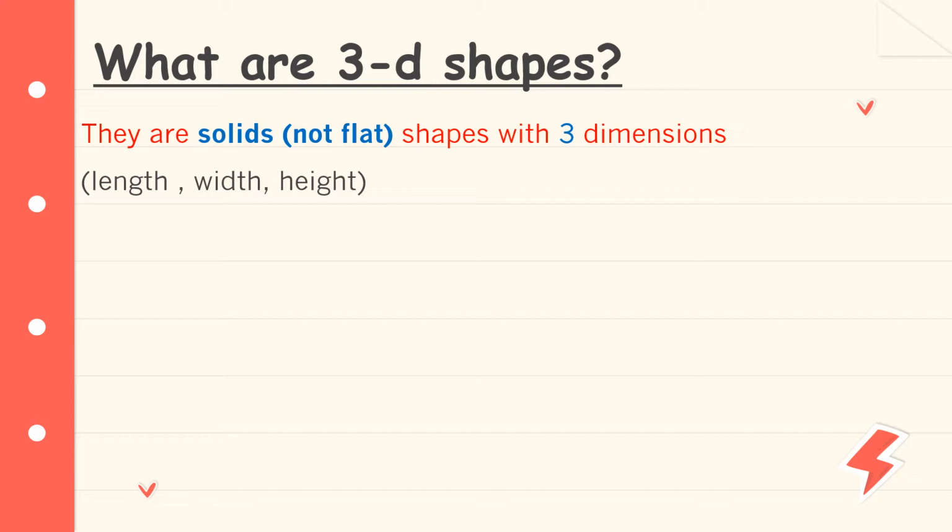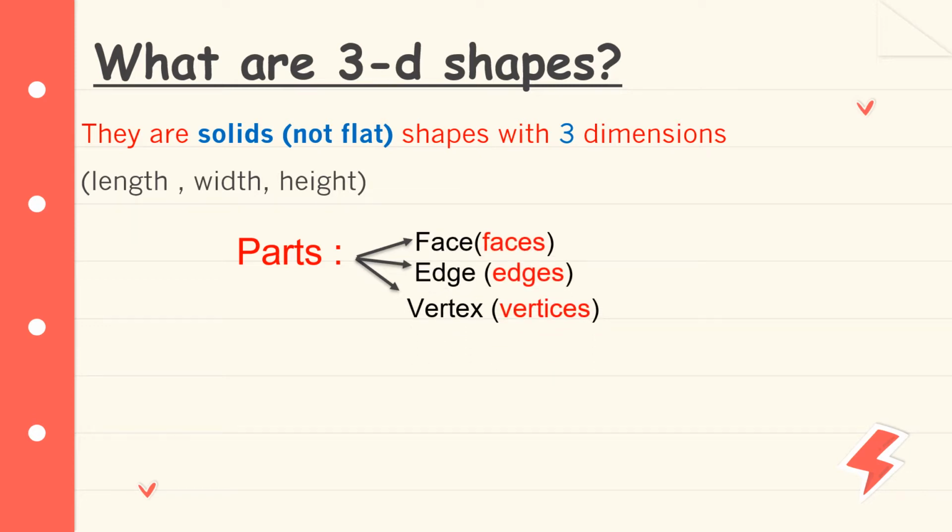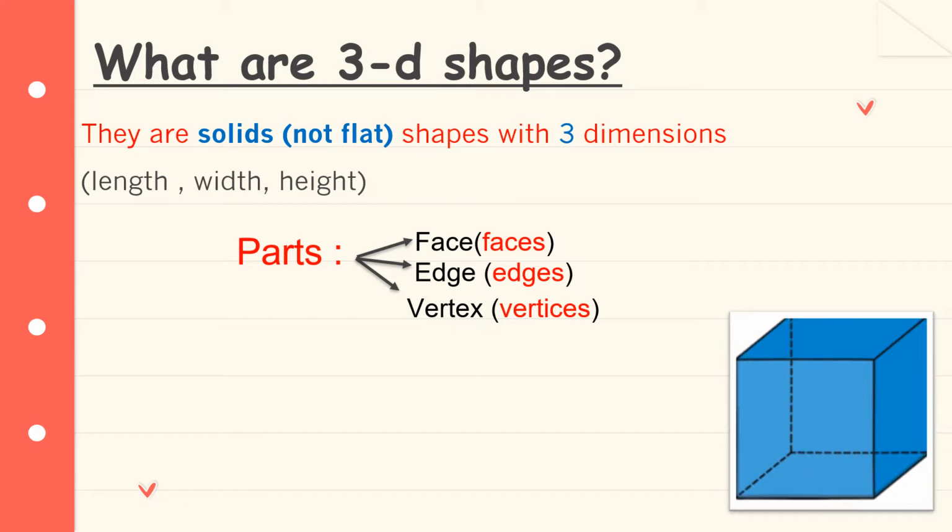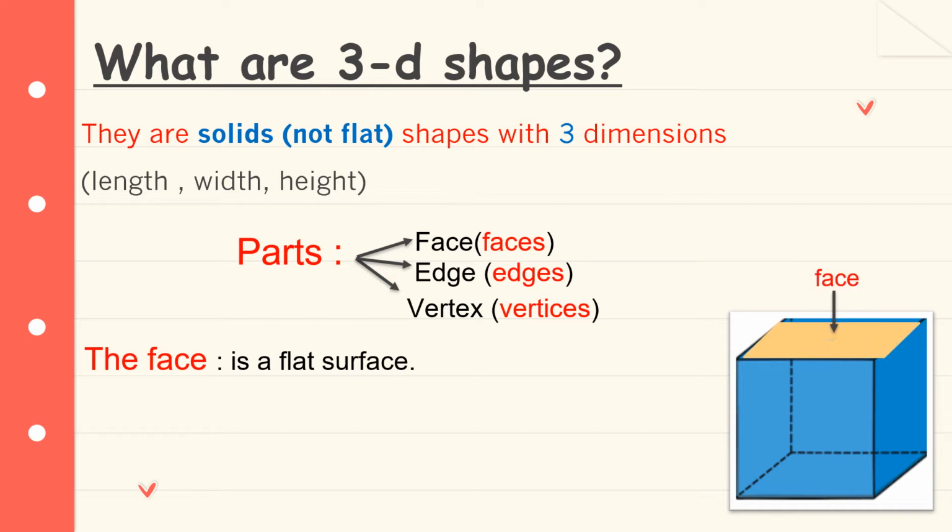So they are solids, not flat shapes, with 3 dimensions: length, width, and height. They have 3 parts: face or faces, edge or edges, vertex or vertices, like this shape. So what is the meaning of the face? The face is a flat surface. What is the meaning of flat surface? We can put anything on it and it will not fall, like this face in this photo.